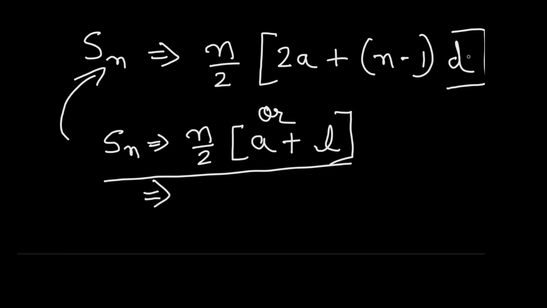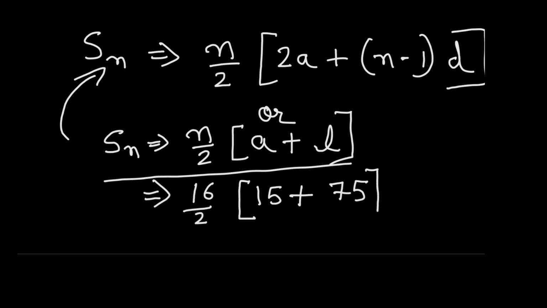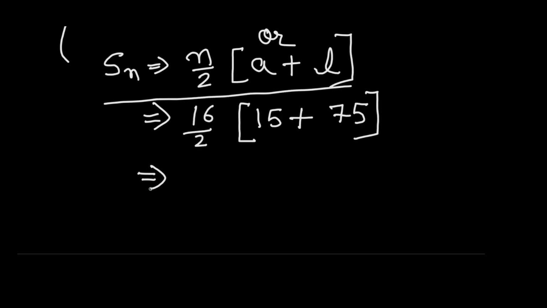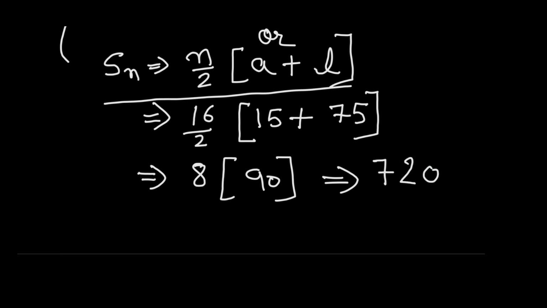So the value of n is 16, and our first term is equal to 15, and the value of the nth term or the last term is already given, which is 75. 2 into 8 is 16, so 8. 75 plus 15 is equal to 90, and 90 into 8 is equal to 720. So the sum of the given arithmetic progression is equal to 720.